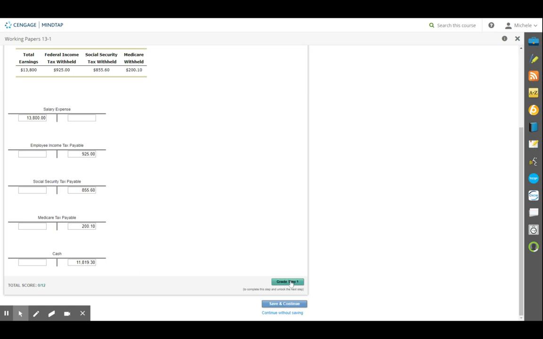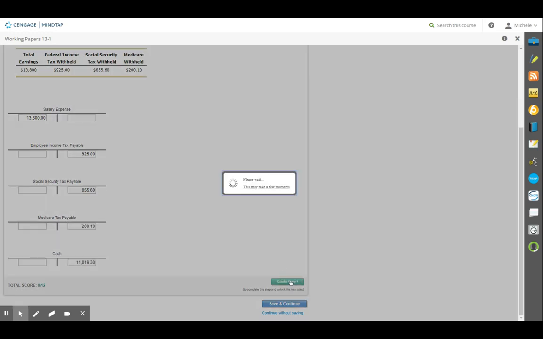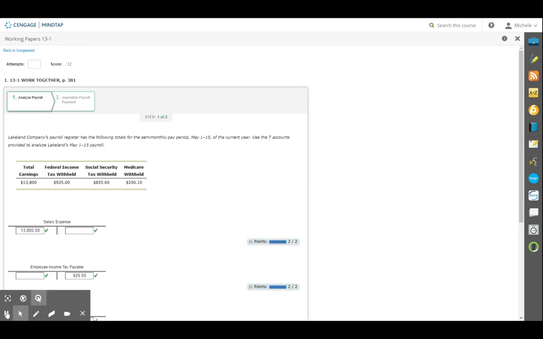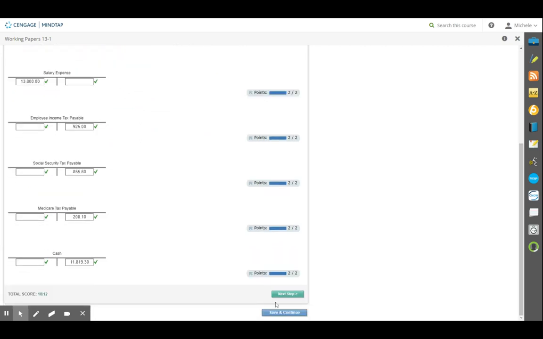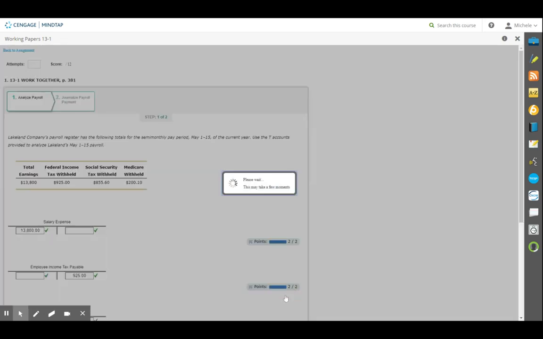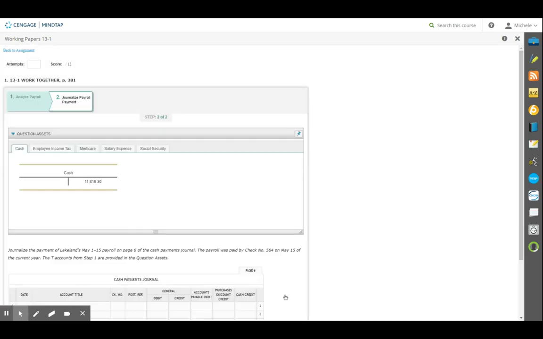Okay, so let's go ahead and grade step 1 and see how we did. Okay, looking through here, it looks like we got all of our points, so we'll go to the next step. Okay, for the next step, what we're going to be doing is we're just going to take those T account numbers and put them into your cash payments journal. Now, whenever you get to your application problem, I don't think you have the T accounts, but if it makes you feel more comfortable, you can just draw those out on some scrap paper and use those.